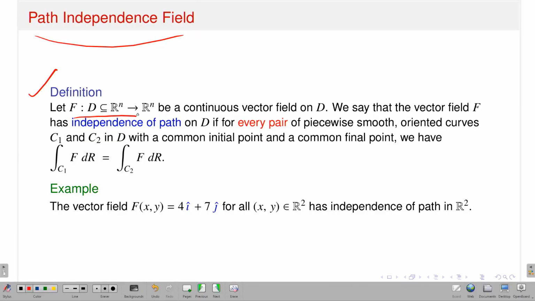It says: start with a vector field capital F with domain D, a subset of Rn, to Rn, and it is a continuous vector field. That means a C1 vector field I am talking about.